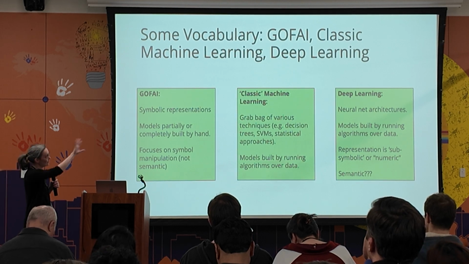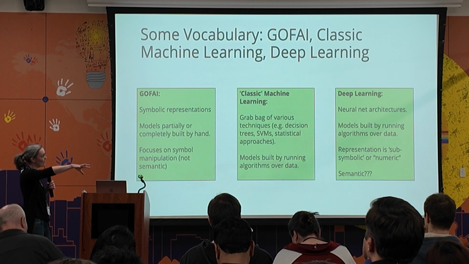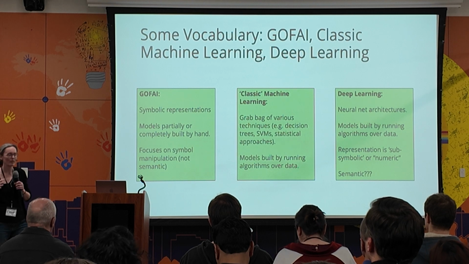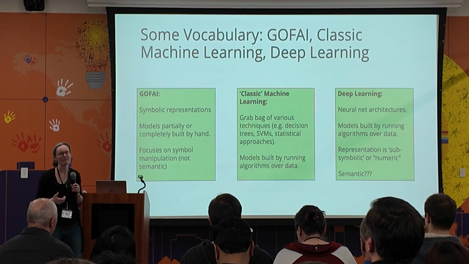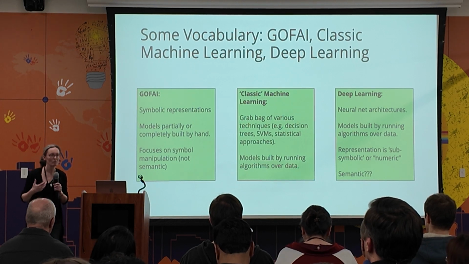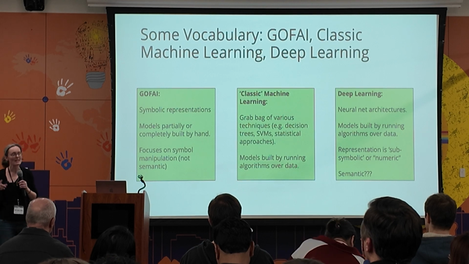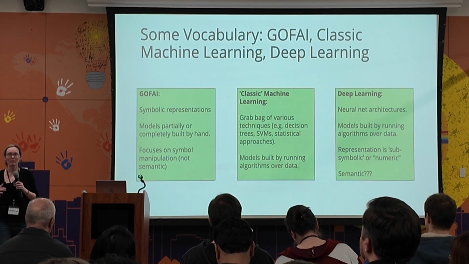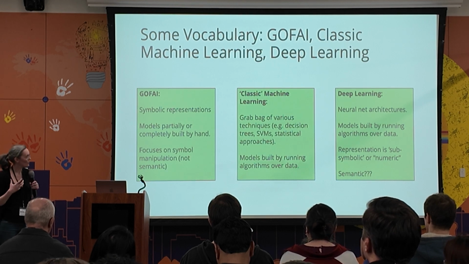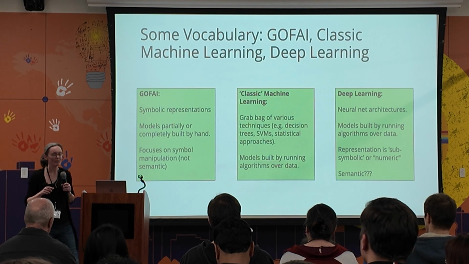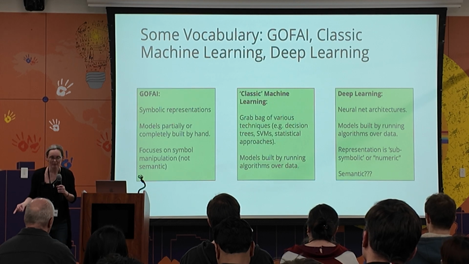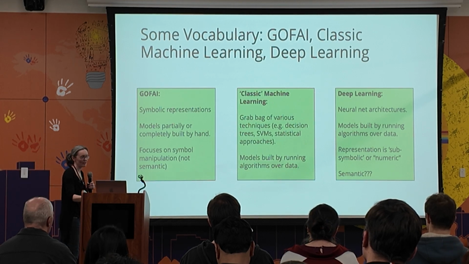And this is really what gets us to the deep learning piece, right? So neural net architectures, the models are built by running the algorithms over the data, but also our representation of knowledge, of information, importantly has changed. And so we start to see this representation that people talk about as being sub-symbolic, or, and I'm going to say this is kind of a bit of a gloss, it's numeric. And also what we're starting to see is people sort of arguing we're getting something semantic, something related to meaning and not just syntax out of what we're doing. So this is sort of this evolution.